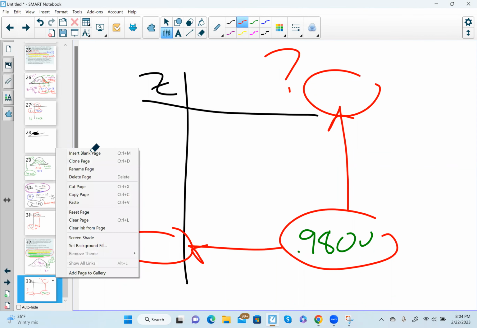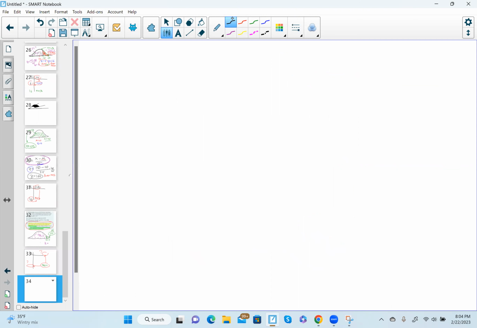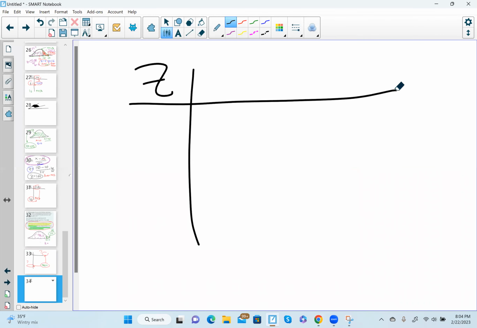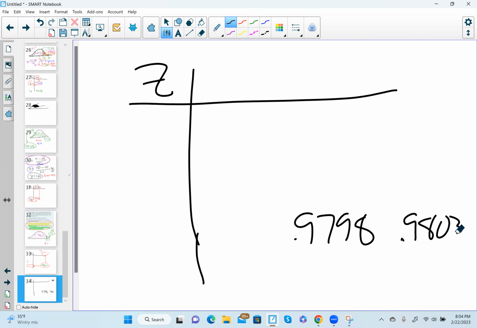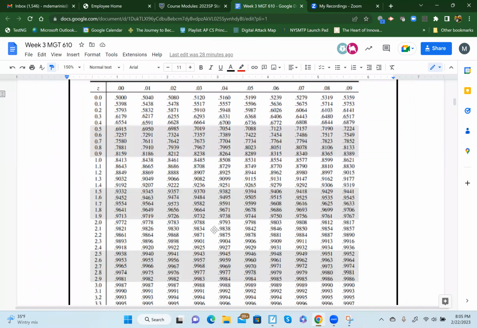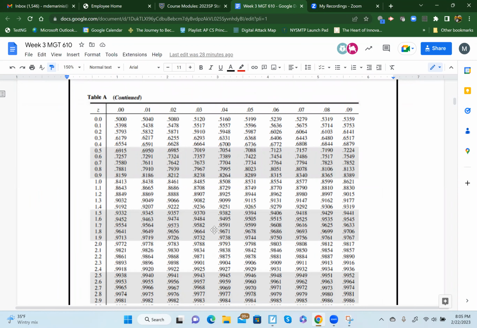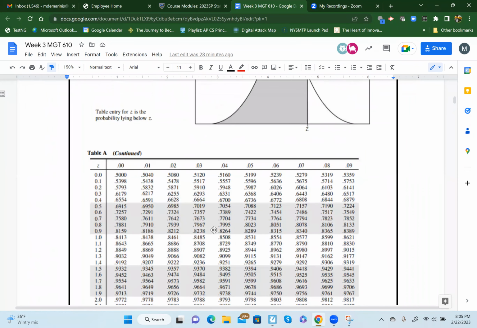Here's what I'm finding. If you look in the Z chart, you'll see somewhere in there a 0.9798, and right next to it is a 0.9803. So there's two numbers. There's a number above that, a number above that, and then there's another number over here. Now, if I look at it, I'll bring it down to the bottom here. So we look at the last row.